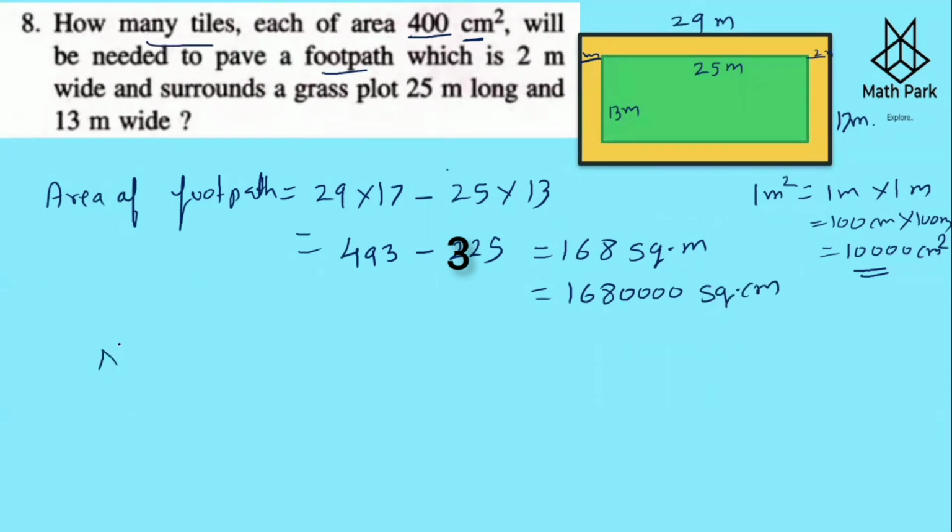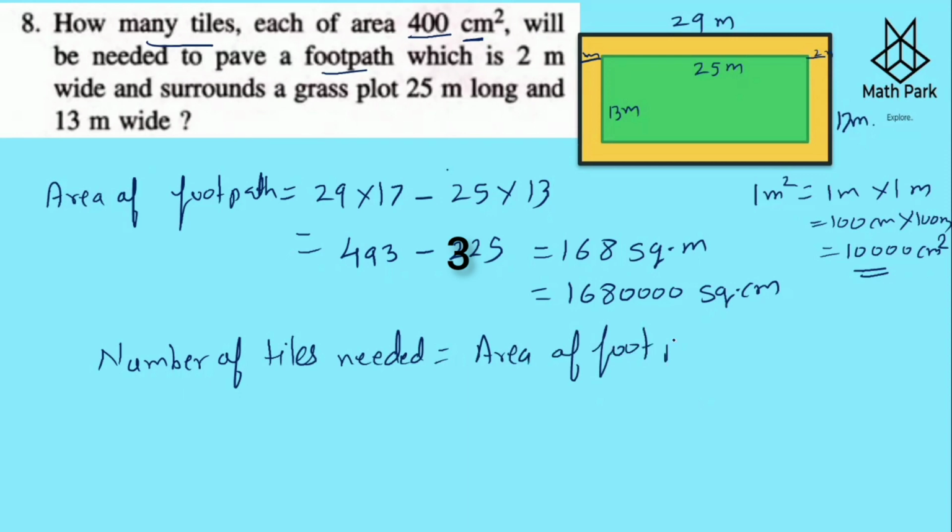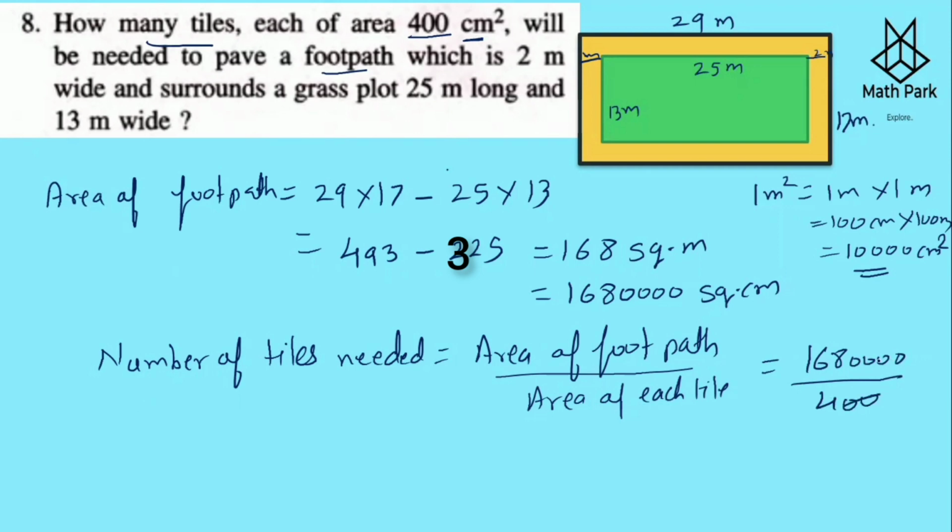Now we are asked how many tiles. So number of tiles is equal to area of path divided by area of tiles. So number of tiles needed is equal to area of footpath divided by area of each tile. So this is 1680000 divided by 400. Let us simplify this. 4 4s are 16 and 4 2s are 8 and these two zeros. So we need 4,200 tiles are required to pave the footpath.